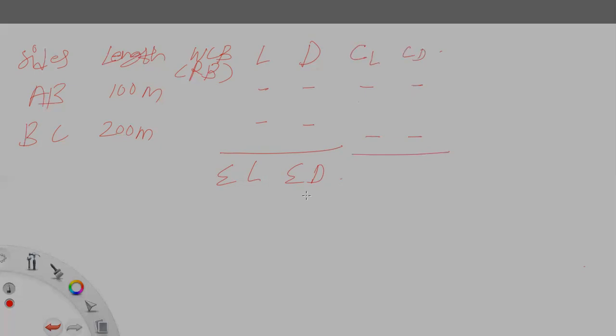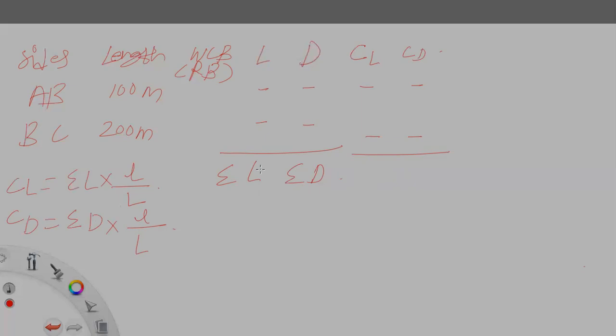Okay. So that correction you will get from the formula for CD and CL, just as we have discussed. The formula for CL I will again write: summation of L multiplied by length divided by perimeter. The formula for correction to departure: summation of departure multiplied by length of side divided by the total perimeter. Okay, this was the simple formula.